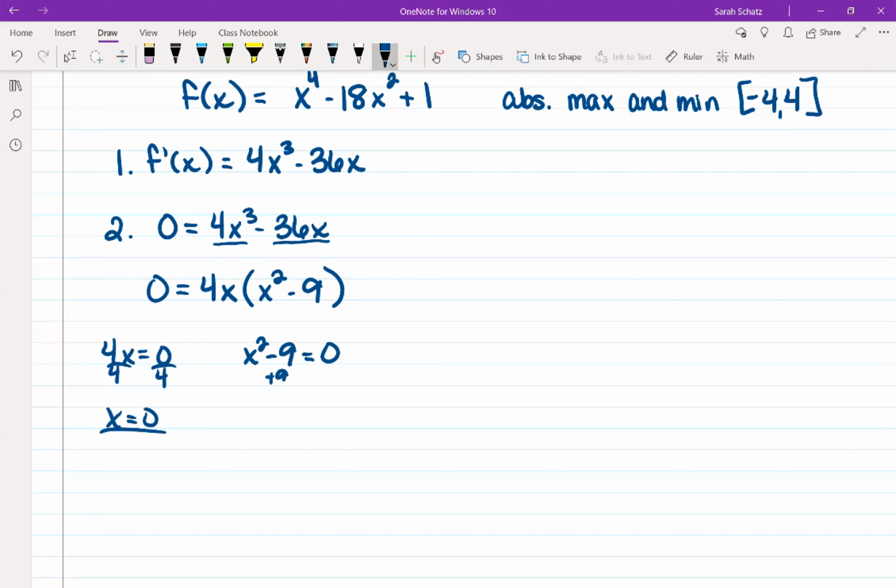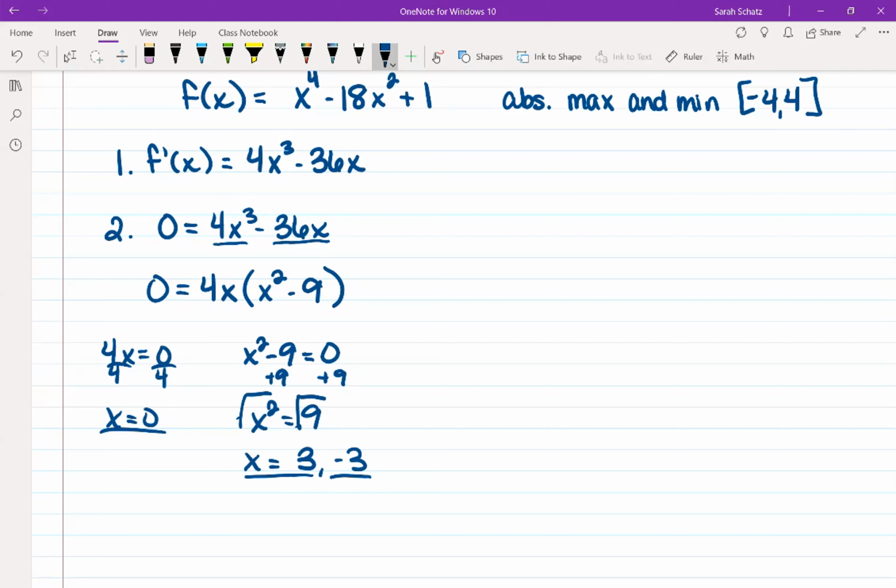If you add 9 on both sides here and get x squared equals 9, you do have to square root both sides of this one to get your x value. And be really careful. You'll miss a critical point if you don't take the plus or minus square root. When you square root 9, remember your answer is 3 or -3. So we have 3 critical points.